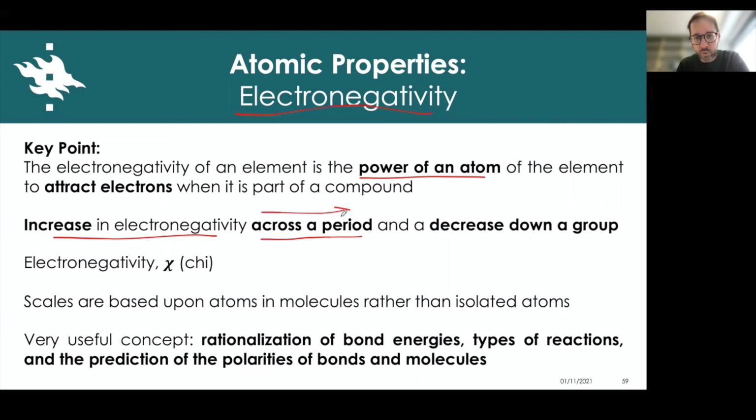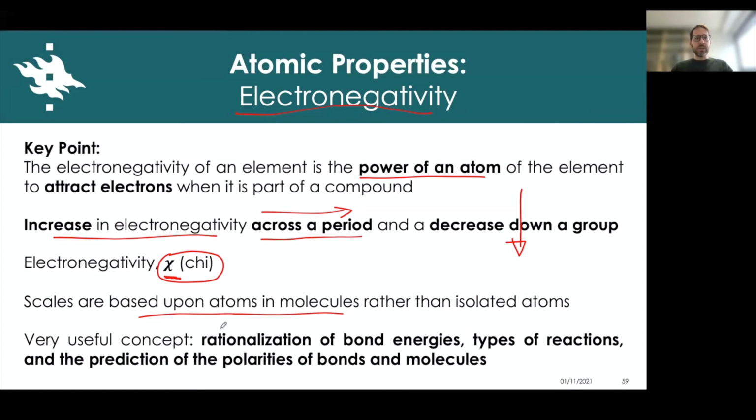So when we go left to right in the periodic table, and a decrease down a group. So this is how it changes. Electronegativity is expressed by this symbol in the Greek alphabet. And there are a lot of scales and definitions to measure electronegativity, but all these measurements and definitions are based on atoms in molecules rather than isolated atoms, because the definition of electronegativity refers to the power of an atom to draw or attract electrons when it's part of a compound.